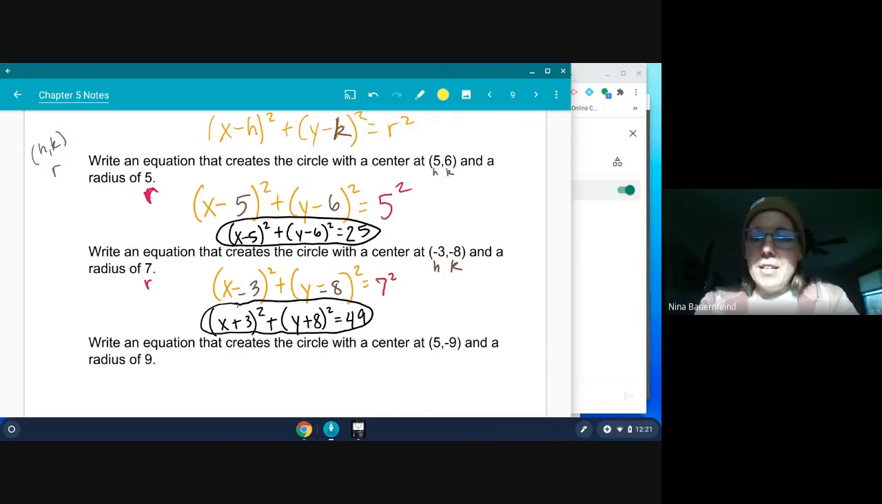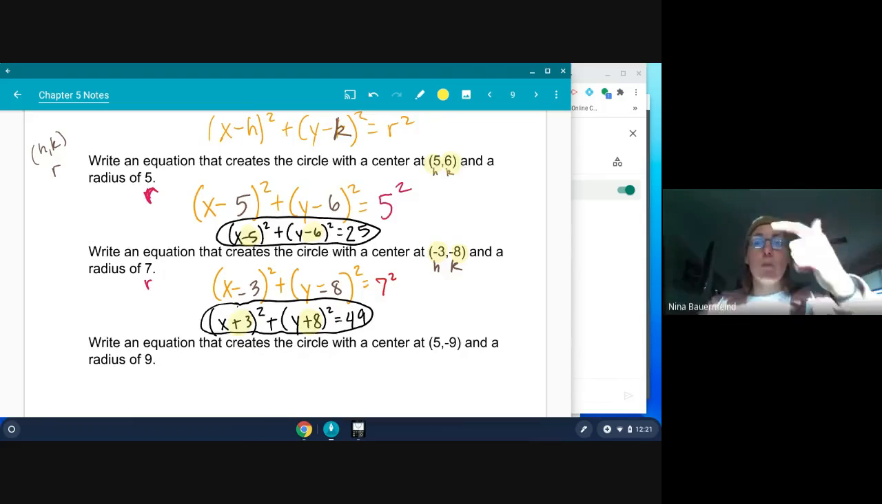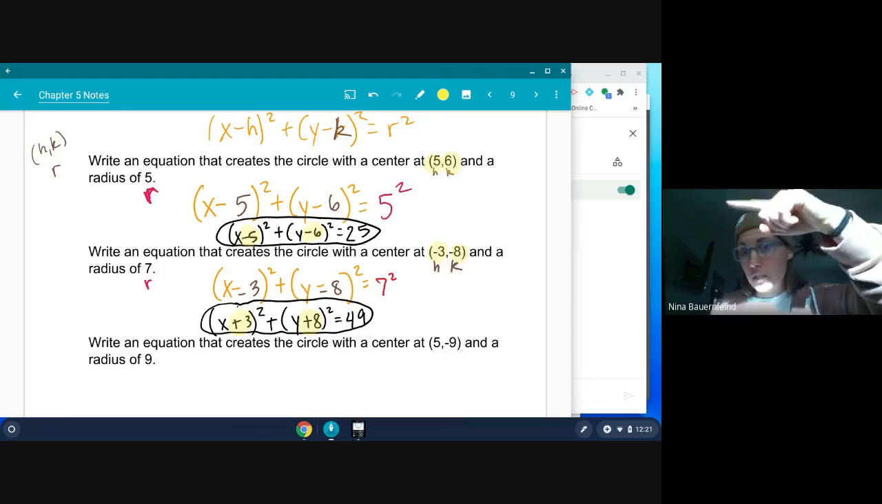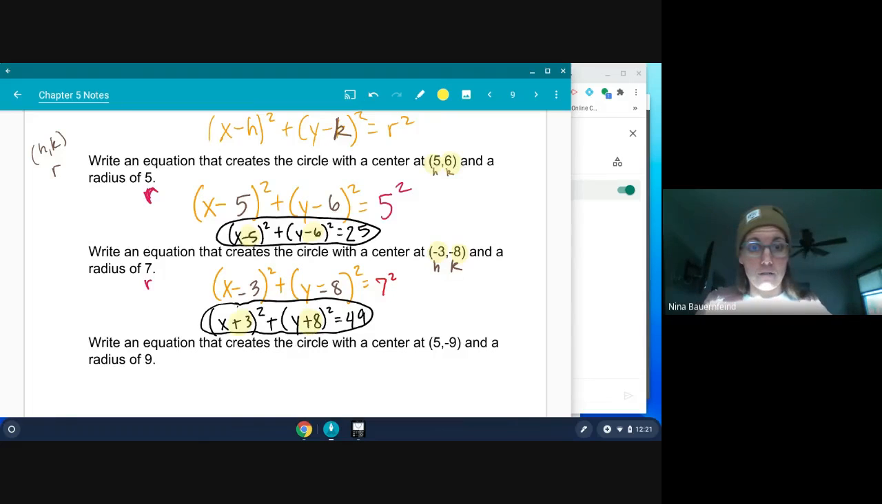She said, if it is negative in the coordinate, it's going to be the opposite in the equation. Here it's positive. That means it's going to be negative in the equation. This one's positive. It's going to be negative in the equation. So the point is, whatever the numbers are in the coordinate, it's the opposite in the equation, and vice versa. So if one's positive, the other one is negative. Okay.